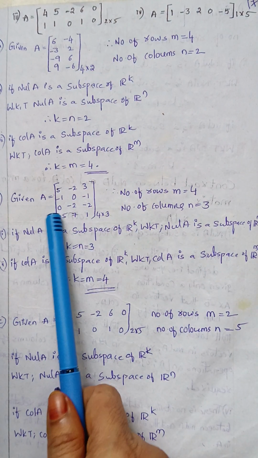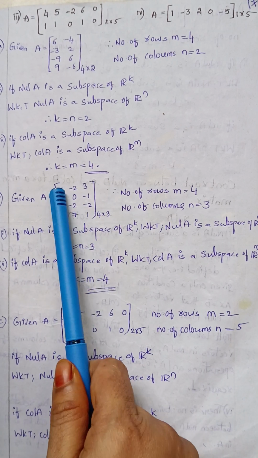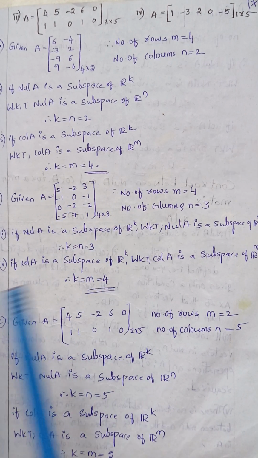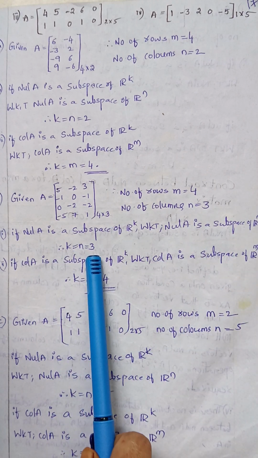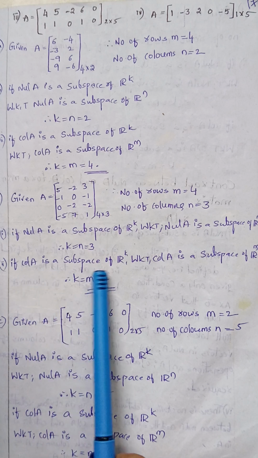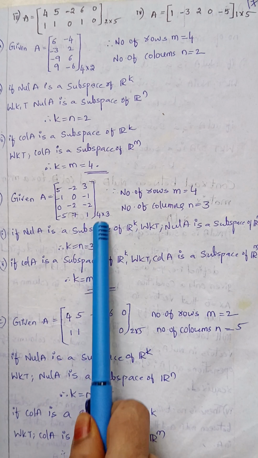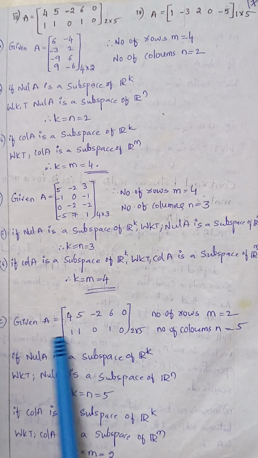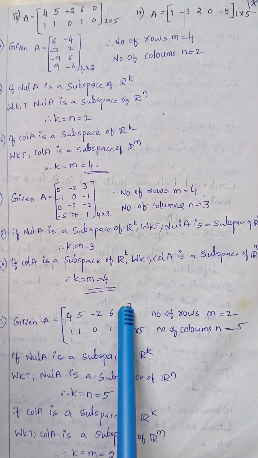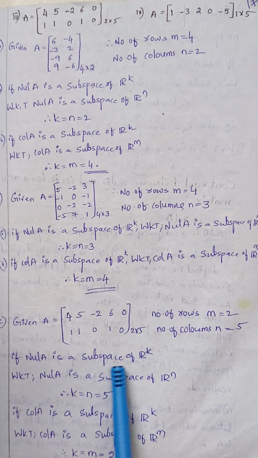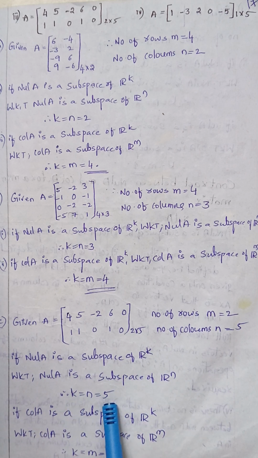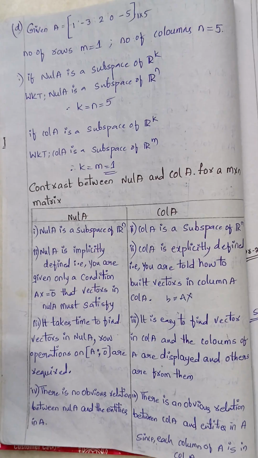Similarly, see the next question, a 4 cross 3 matrix here. Null A is a subspace of R power number of columns, that's why k equals 3 here. And Col A is a subspace of R power number of rows, that's why k equals 4 here. Similarly here, 2 rows and 5 columns, so m equals 2, n equals 5. Null A is a subspace of R power number of columns, so k equals 5 here. And Col A is a subspace of R power number of rows, that's why k equals 2.